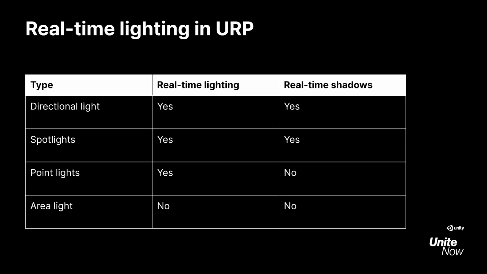And then you have area lights. Area lights are by definition only baked. They're more complex lights. They are kind of like a surface that emits light, and I've used them in the interiors, and I'll show you how when I touch on baked lighting. There's no way to have area lights be real-time for now.